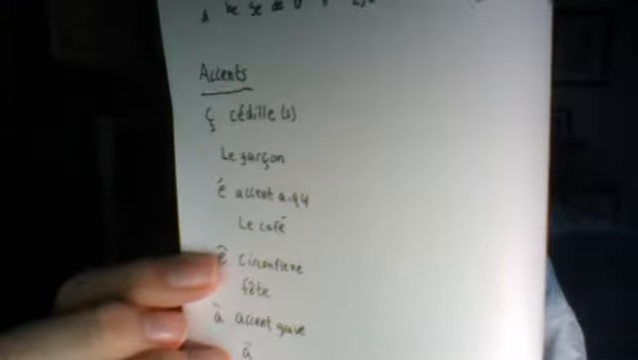Now I want to go over the accents. There are 5 main accents of the French language. Hopefully you can see that on the screen. I'm actually going to fold this a little bit. Hopefully you can see that. Yeah, you can see it.